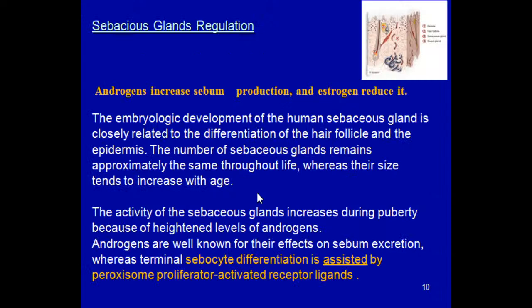Sebaceous gland regulation: androgens increase sebum production and estrogens reduce it. The embryologic development of the human sebaceous gland is closely related to the differentiation of the hair follicle and the epidermis. The number of sebaceous glands remains approximately the same throughout life, whereas their size tends to increase with age. The activity of sebaceous glands increases during puberty because of heightened levels of androgens. Androgens are well known for their effect on sebum excretion, whereas terminal sebocyte differentiation is associated with peroxisome proliferator-activated receptor ligands.